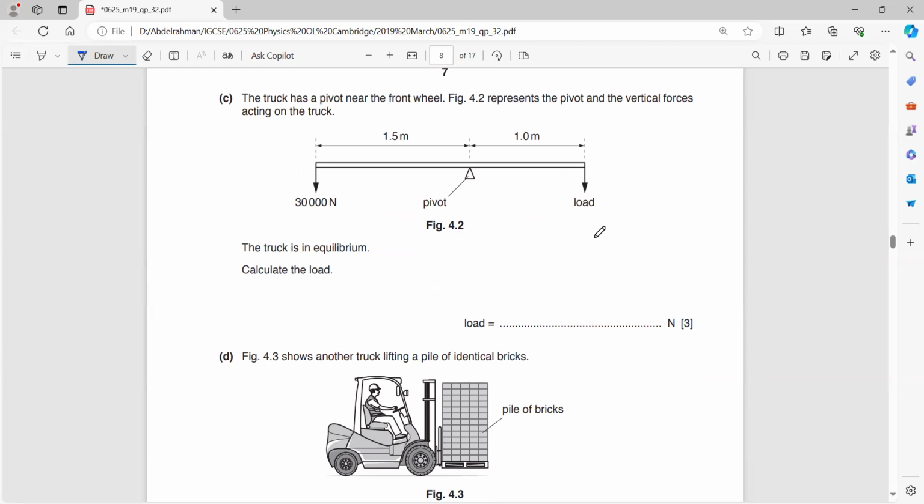The truck is in equilibrium. Calculate the load. How can I find the load? He said equilibrium, so this will equal zero. Wait. Whenever I say equilibrium, guys, we have to write down clockwise moment equals anti-clockwise moment. Okay, you have to write it down. Clockwise moment equals anti-clockwise moment.